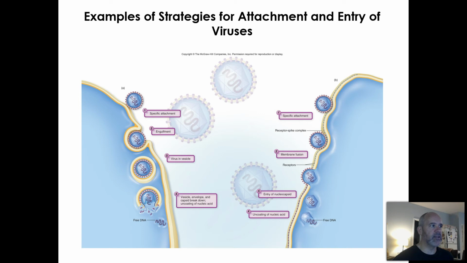All right, this is a diagram from your textbook which is showing you a couple of different mechanisms by which viruses can attach and enter, those first 2 steps, inside a host cell. And over here on the left, what they're showing you, you've got a generic virus here. It's attaching to its receptors. Those aren't really shown, but attaching here on the surface of the host cell.